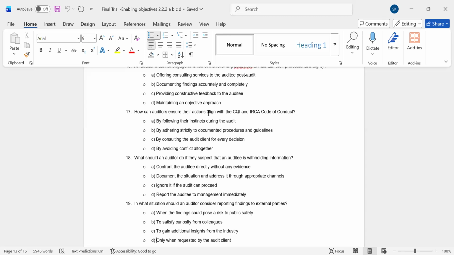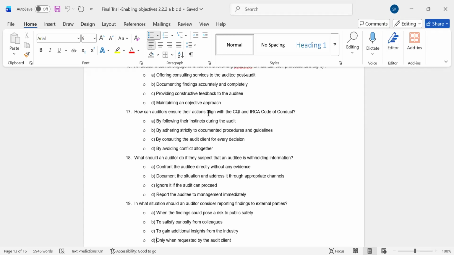What should the auditor do? B only, sir, because other things we can't do. See, how can an auditor prove that? This is only suspecting that he is withholding information, not sharing all the information with you. You have a doubt. So, on a doubt you cannot go and talk to the auditee management unless you have sufficient objective evidence.